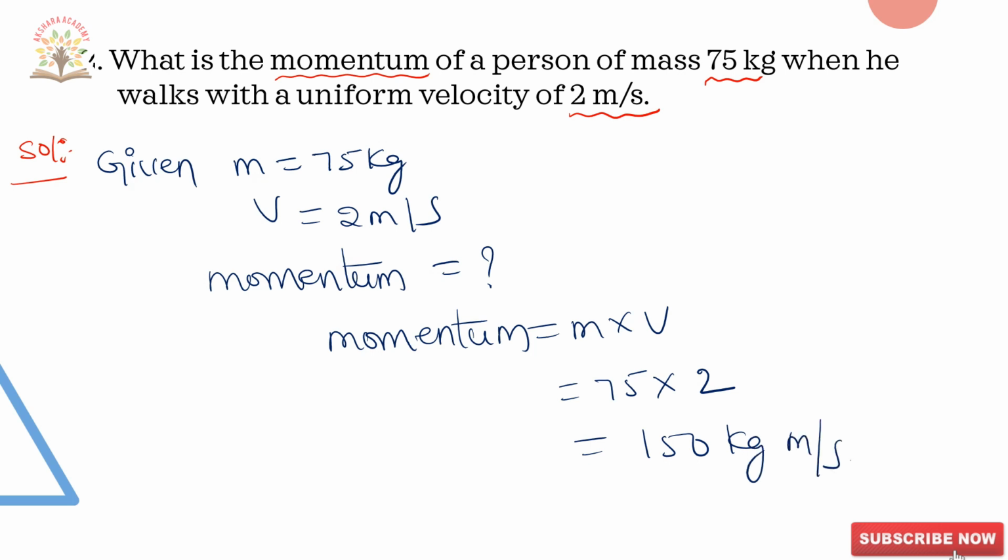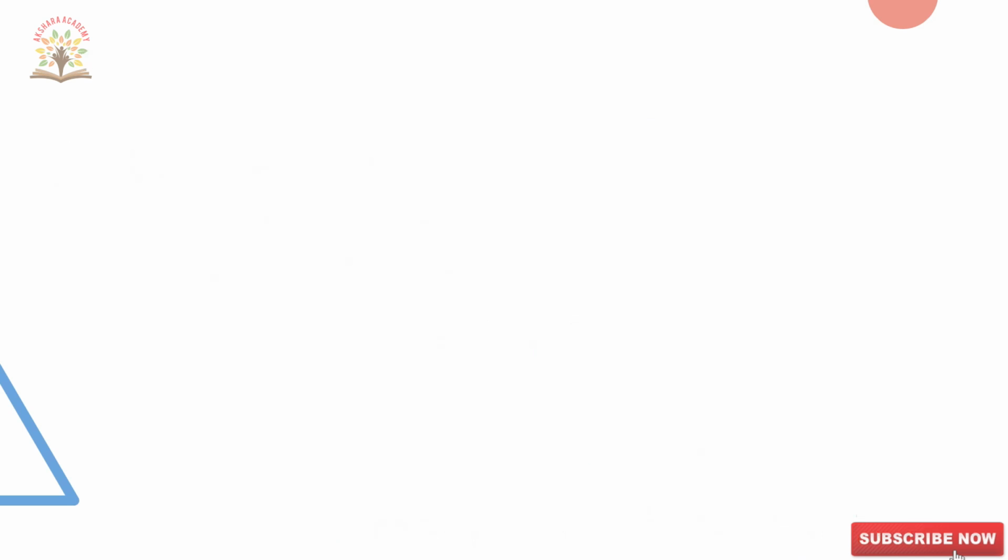They given mass 75 kilogram, velocity 2 meters per second. Momentum is equals to mass into velocity. 75 into 2, 150 kilogram meters per second. Therefore momentum is equals to 150 kilogram meters per second. This is the final answer. Next we will go to the next question.